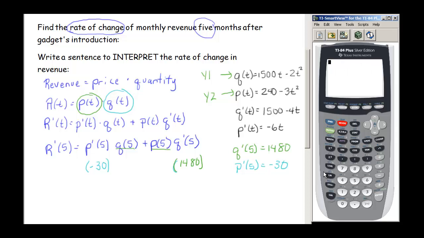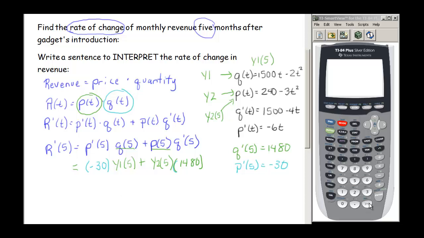And if I'm trying to find Q at 5, really what I'm trying to find is y1 at 5. And if I'm trying to find P at 5, I'm trying to find y2 at 5. So I'm going to plug in, so this is y1 at 5 plus, here we have y2 at 5. So this is what I'm going to type into my calculator.